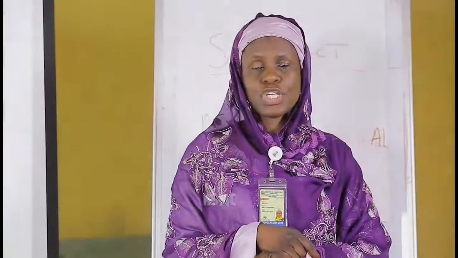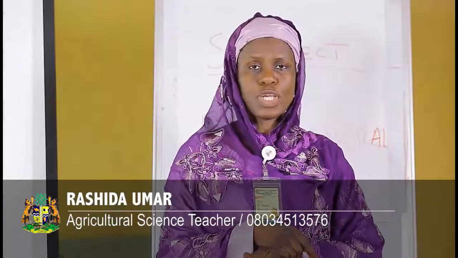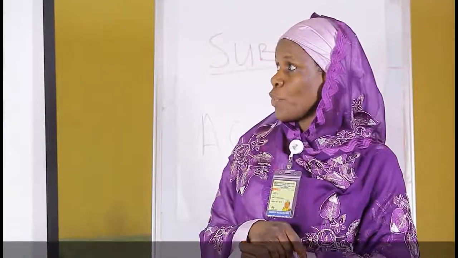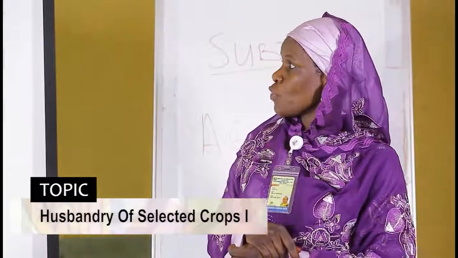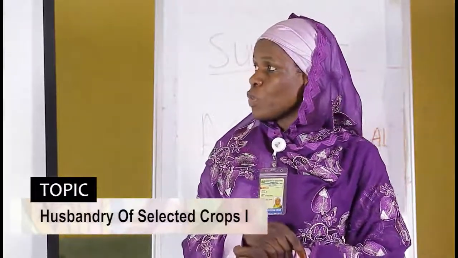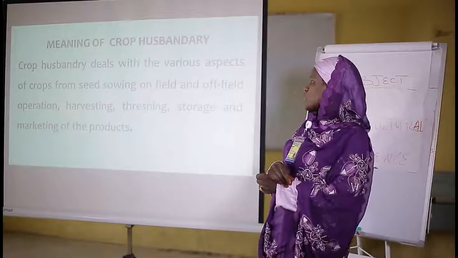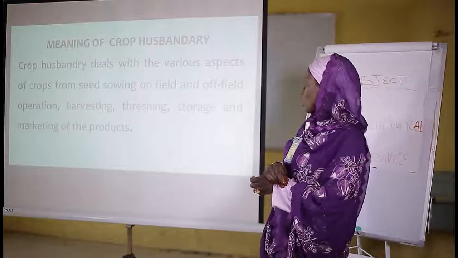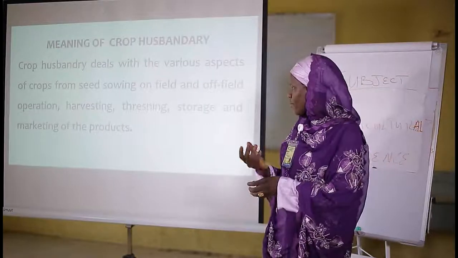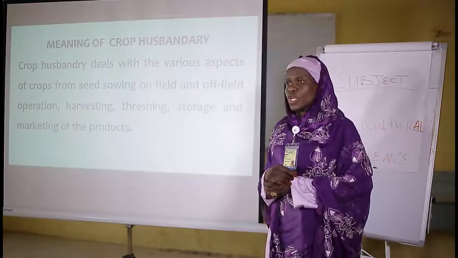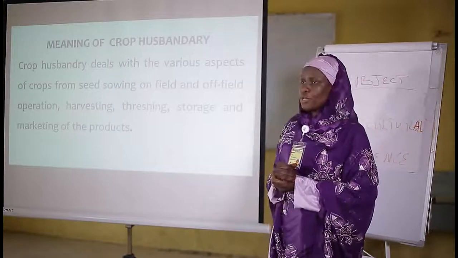Hi students, in summary, we have come to the end of this lesson. We have seen the meaning of crop husbandry, which we said deals with the various aspects of crop production, from seed sowing on the field and off-field operations, harvesting, threshing, storage, to marketing of the product.